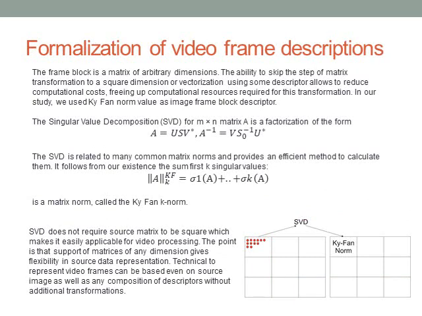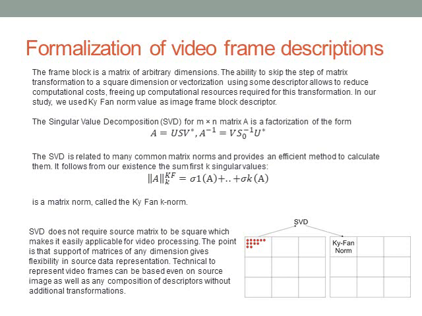In the context of solving the motion detection issue, the ability to skip the step of matrix transformation to a square dimension or vectorization using some descriptor allows reducing computational costs, freeing up computational resources required for this transformation, and making it worthwhile. In our study, we used the Ky Fan norm value as an image frame block descriptor. The Ky Fan norm is built on top of matrix singular values. A singular value decomposition doesn't impose restrictions on either the dimensions or the character of the elements of the original matrix. As a result, we can migrate from a non-square block to a square frame description matrix.